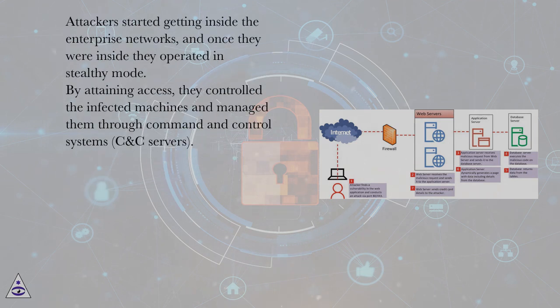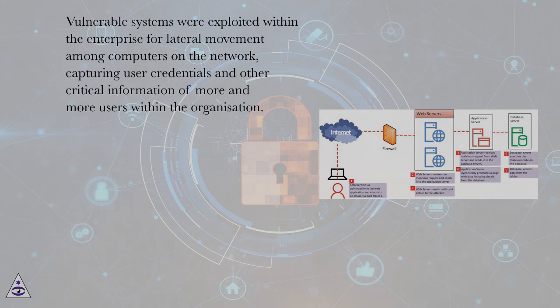Attackers started getting inside the enterprise networks, and once they were inside they operated in stealthy mode. By attaining access, they controlled the infected machines and managed them through command and control systems, C&C servers. Vulnerable systems were exploited within the enterprise for lateral movement among computers on the network, capturing user credentials and other critical information of more and more users within the organization.